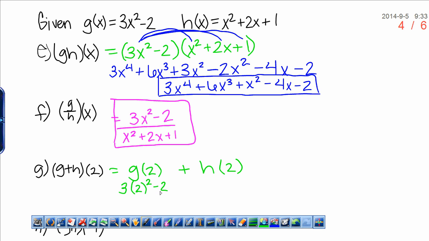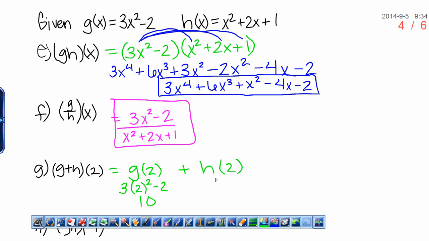Wait, we already have G plus H of 2, so we can just take the equation that we already did, just plug it in. Right, that's what I'm saying. There's 2 different ways you can do it. So you are more than welcome to do it that way. And we can check our answers together, okay? All right, so what do we do first here? The 3 times 2 or the 2 squared? 2 squared, good. 2 squared is 4, times 3 is 12 minus 2, 10.